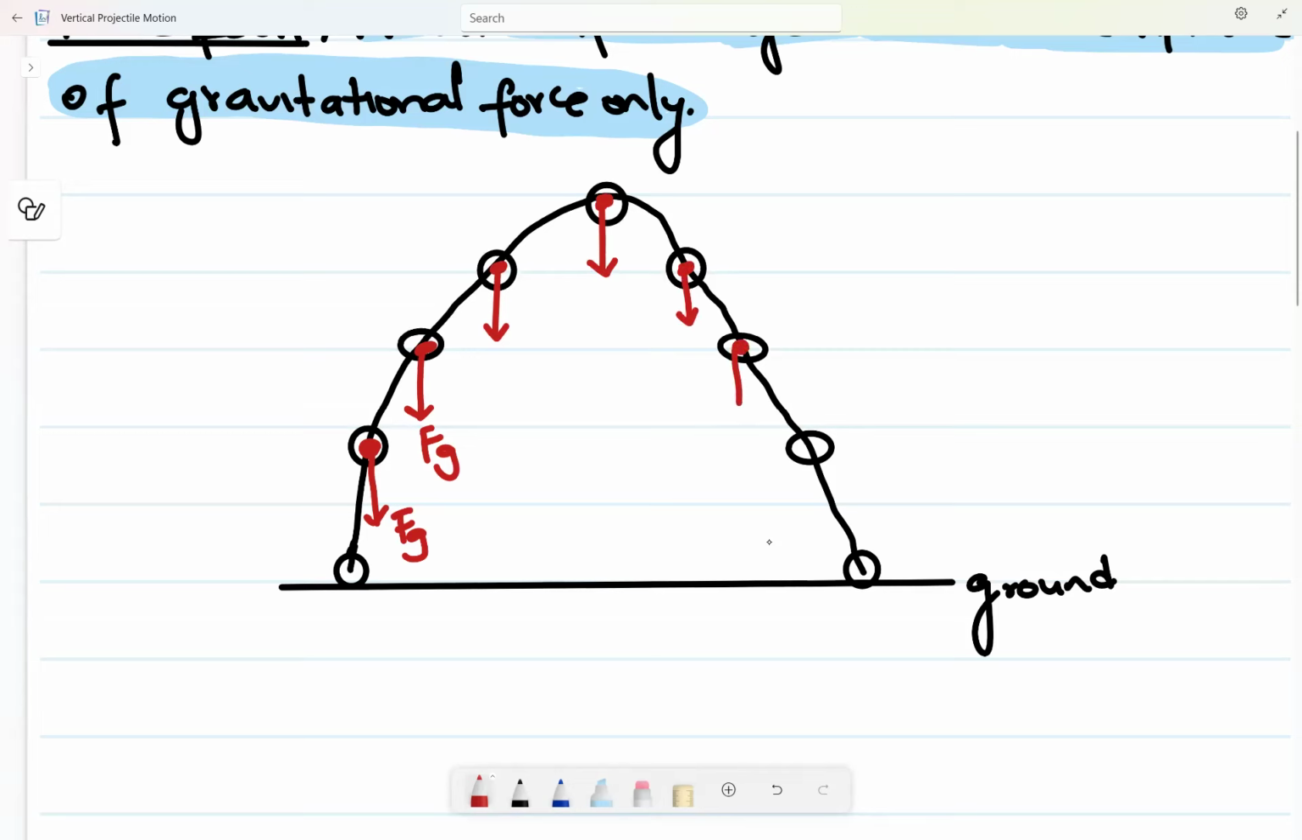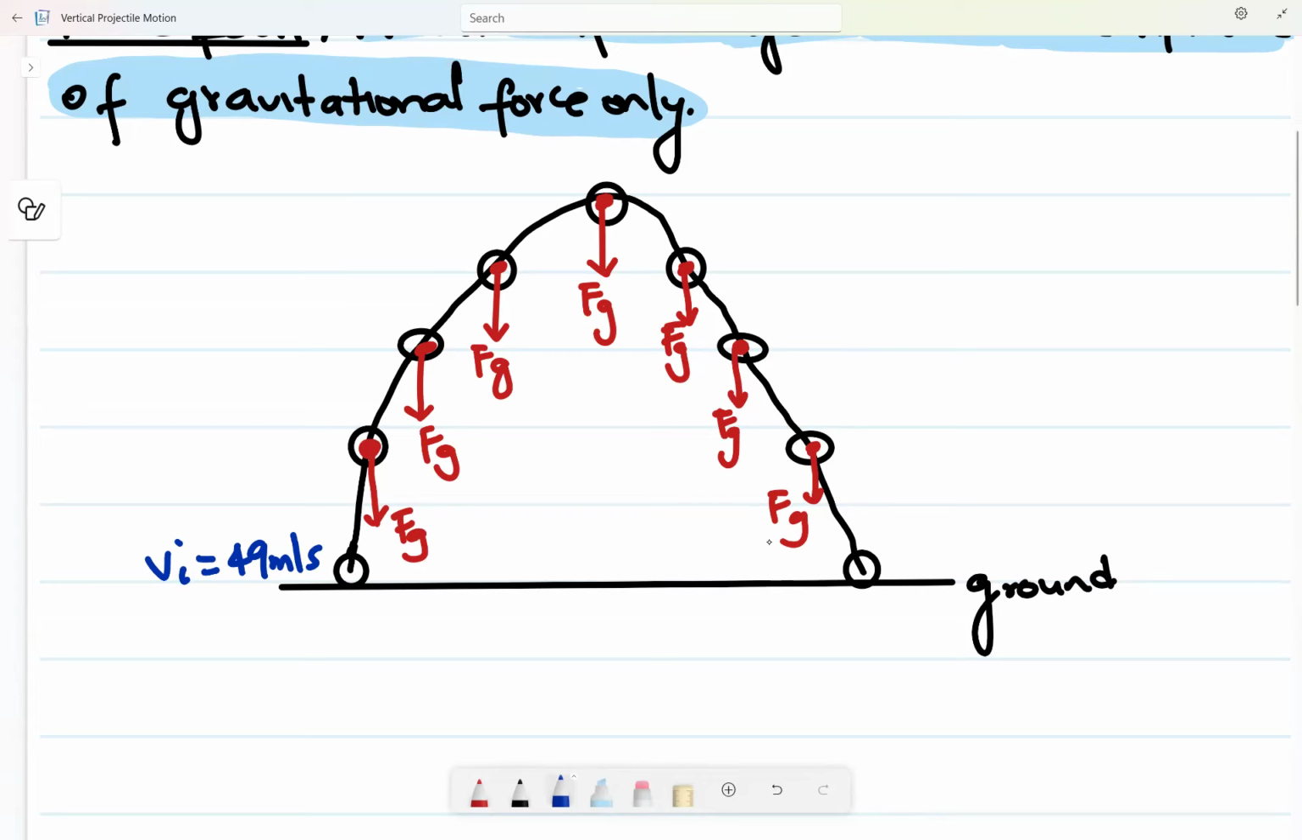Let me quickly do that. These are the FGs. Irrespective of whether you are going up or going down, FG is still going to act downwards. Now, here's what happens. Let's say it starts at an initial velocity of 49 meters per second.